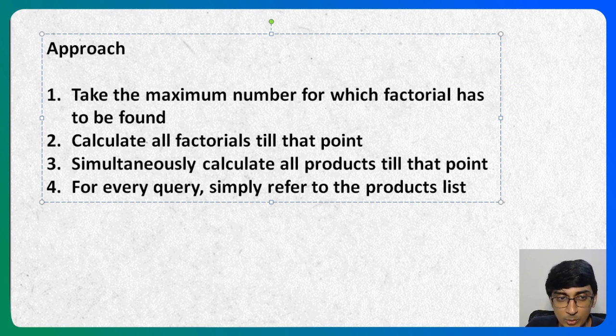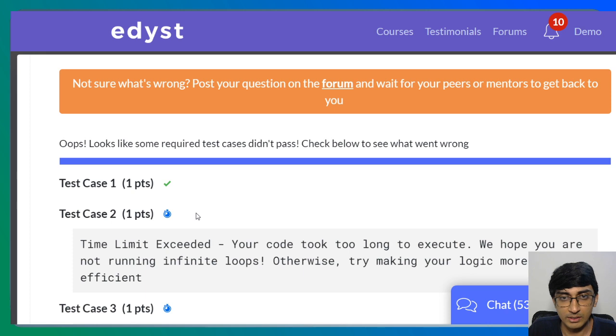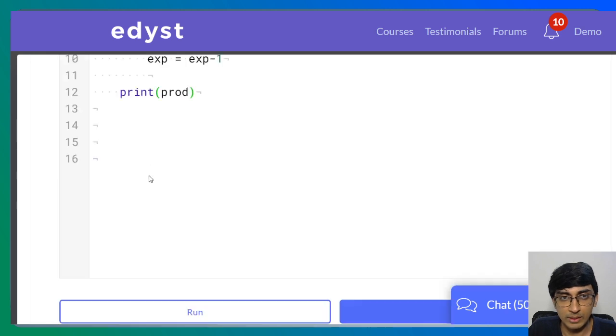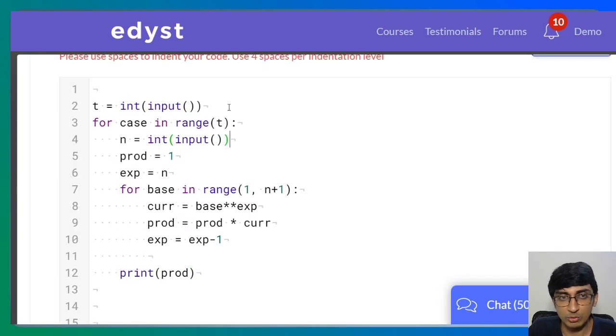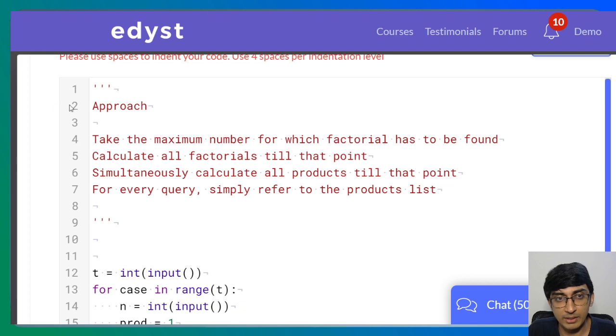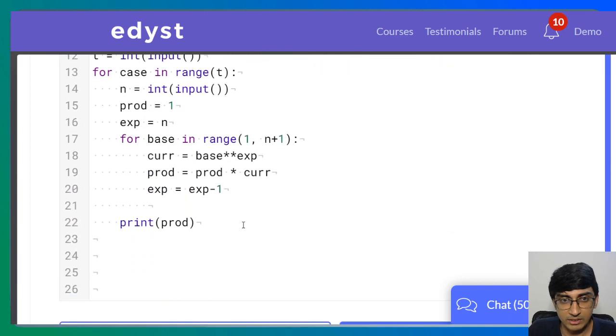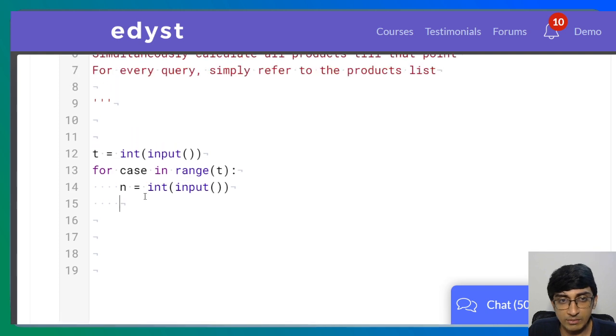Okay, let's go back to our code. I'll copy this one so that we can refer to this in our comment section, and let's go ahead and solve this part. So this was our brute force approach, which didn't really work out. Let's put this as a comment here. Take the maximum number for which factorial has to be found, right? So I'm going to delete some of this part. This is the input taking part where I found n.